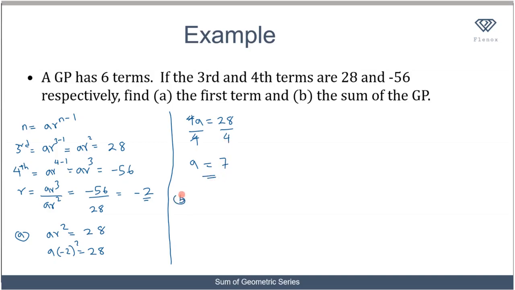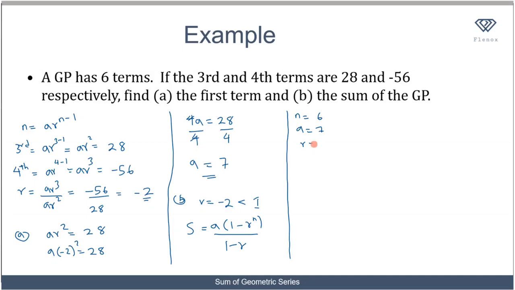Now the second question, the B part, asks us to find the sum of the GP. We ask ourselves, what is the value of R? In this case, our R is minus 2, and we know that minus 2 is less than 1. So we'll make use of the second form of the formula, which says S is equal to A into bracket 1 minus R raised by N over 1 minus R. We're told that the number of terms the GP has is 6, so N is equal to 6. We found our first term to be 7, and our common ratio is minus 2.